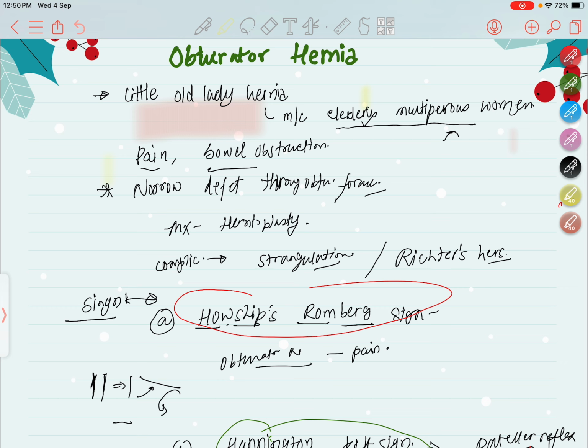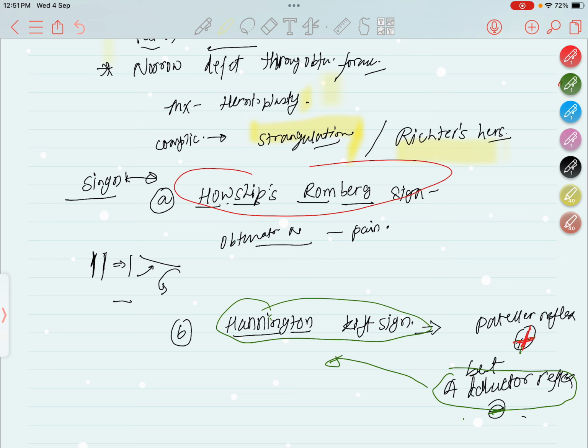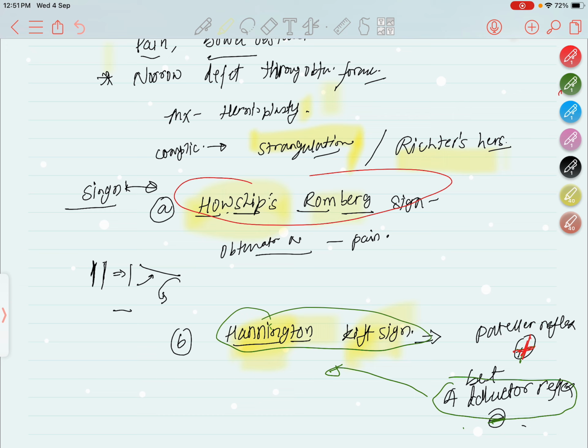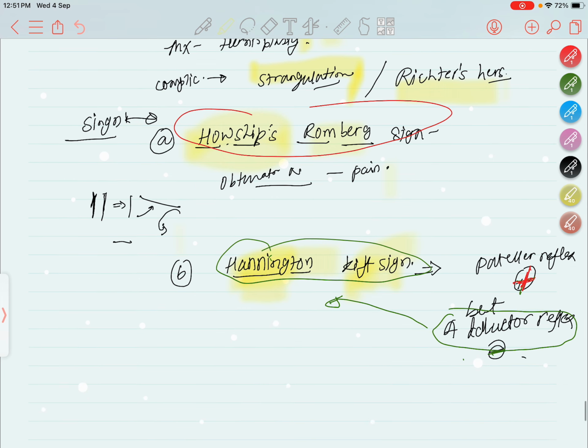What happens is there is a narrow defect through the obturator foramen, and we can manage it through hernioplasty. Complications are strangulation and Richter's hernia. Then what are the signs? Howship-Romberg sign and Hannington-Kiff sign. Howship-Romberg is when there is adduction and internal rotation of the hip, causing pain due to the obturator nerve, and Hannington-Kiff is patellar positive, adductor negative.